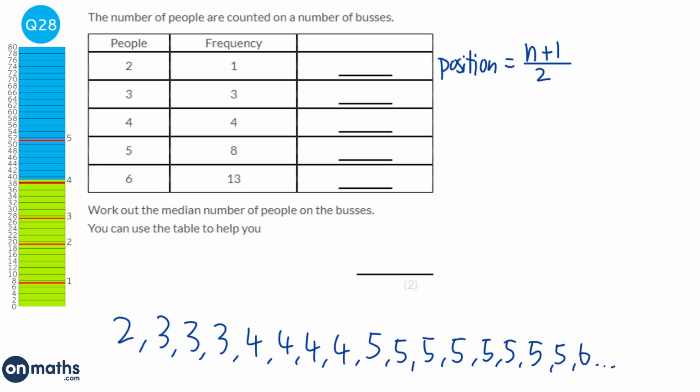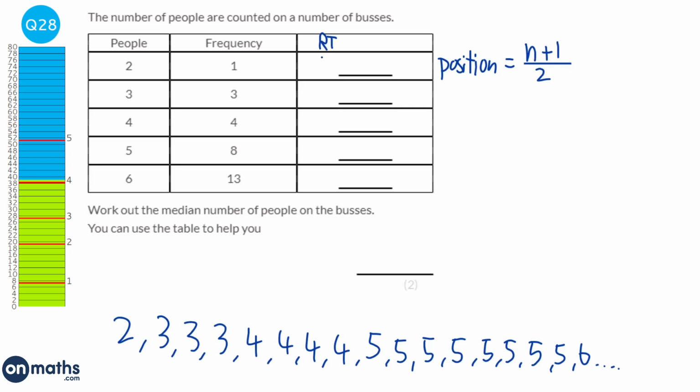Now, I'm not going to do all of them, okay, because we're not going to be working out the median by writing out all the numbers, but I do want to show you where these numbers are coming from. So what we do is we do a running total. The running total is just adding up the frequencies as we go.